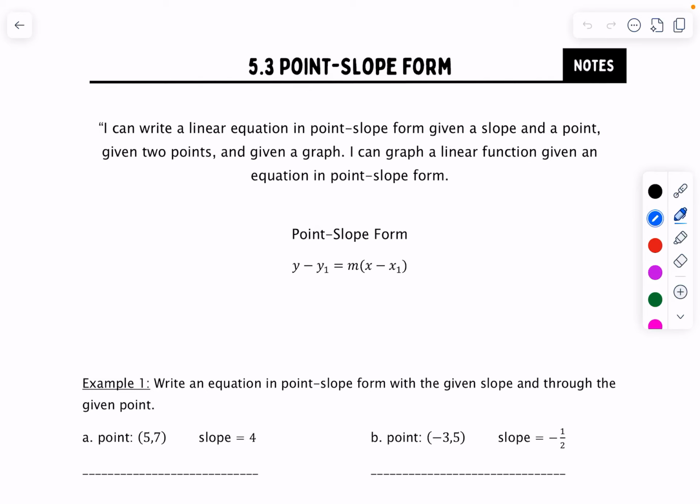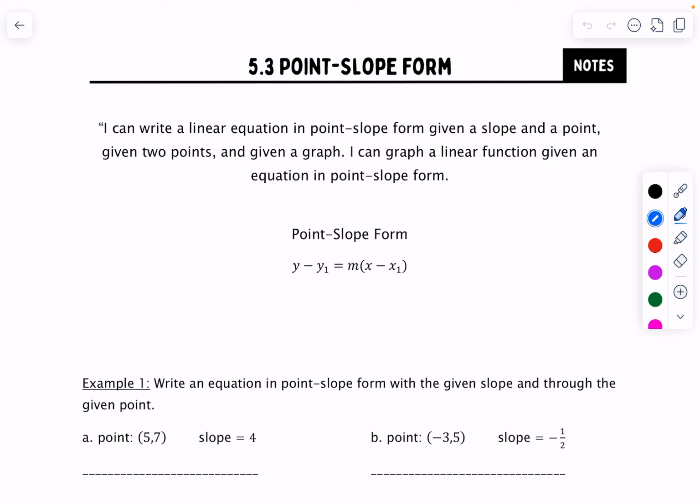Welcome back. In today's lesson, we're going to learn about the second form that a linear equation can take that represents a line. In the last lesson, we learned slope-intercept form, which is y equals mx plus b. Today we're going to learn something called point-slope form. It's still the graph of a line, but it's just presented in a different way.